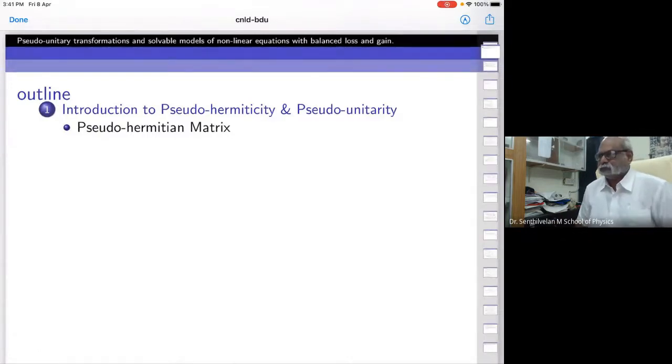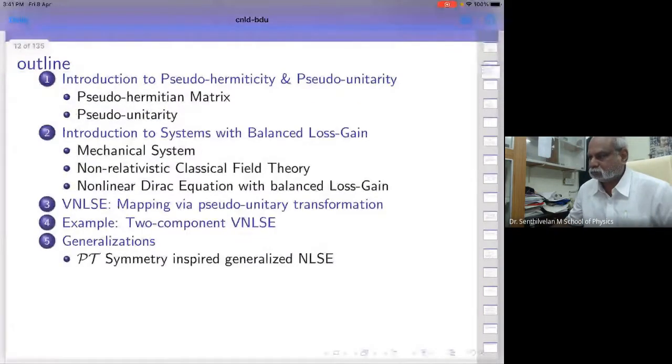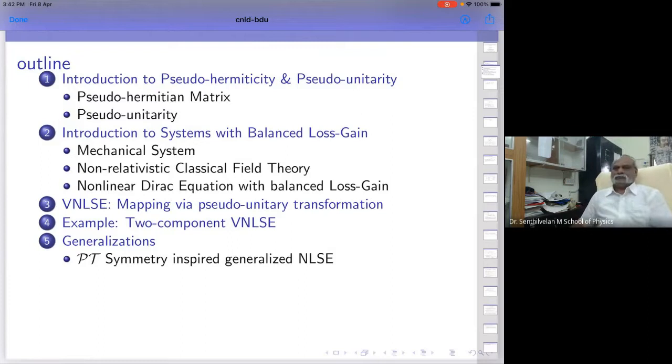Say a quantum mechanical operator, or for that matter any mathematical operator. But I am restricting my discussions to matrices. So pseudo-Hermitian matrix, then pseudo-unitary. Next I will be introducing balanced loss and gain, and I will give examples from different domains of physics, namely mechanical system, non-relativistic classical theory, and nonlinear Dirac equation with balanced loss and gain.